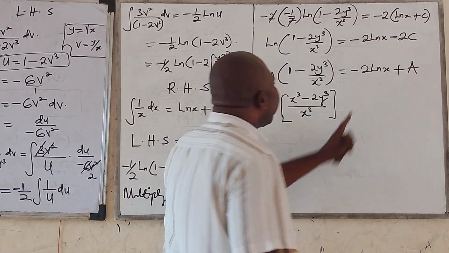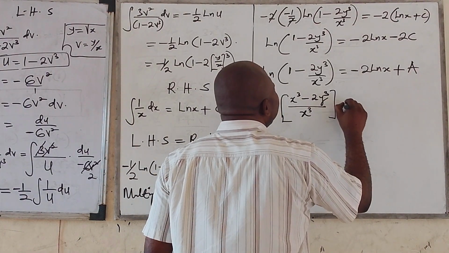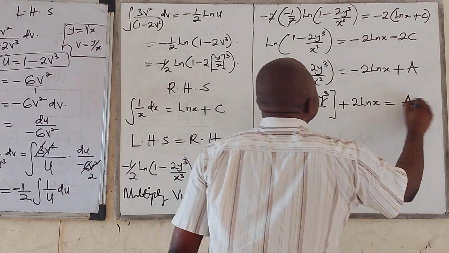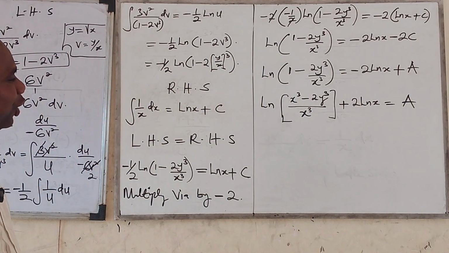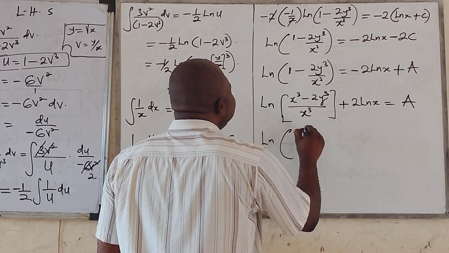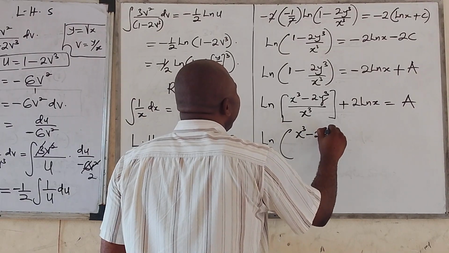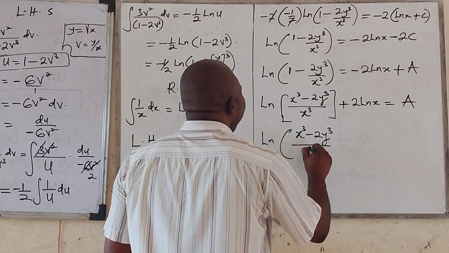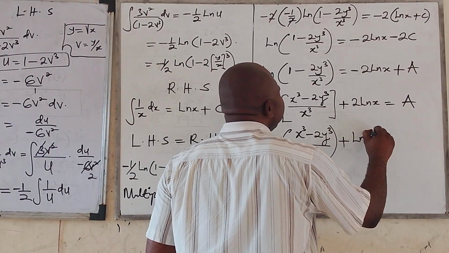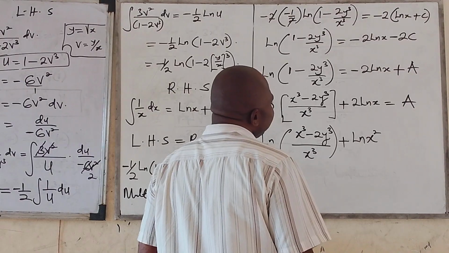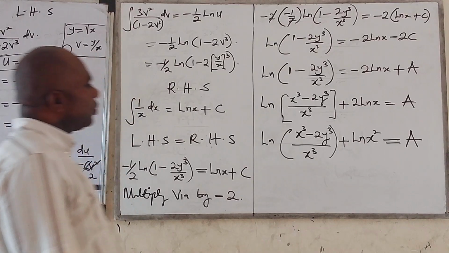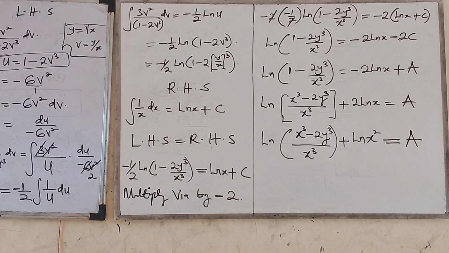Now, bringing this inside to the left hand side, we have plus 2 ln x is equal to a. So here is the same as saying ln of x raised to the power of 3 minus 2y raised to the power of 3 all over x power 3, plus ln x raised to the power of 2. Now the whole of this is equal to a. Now applying one of the laws of logarithm.